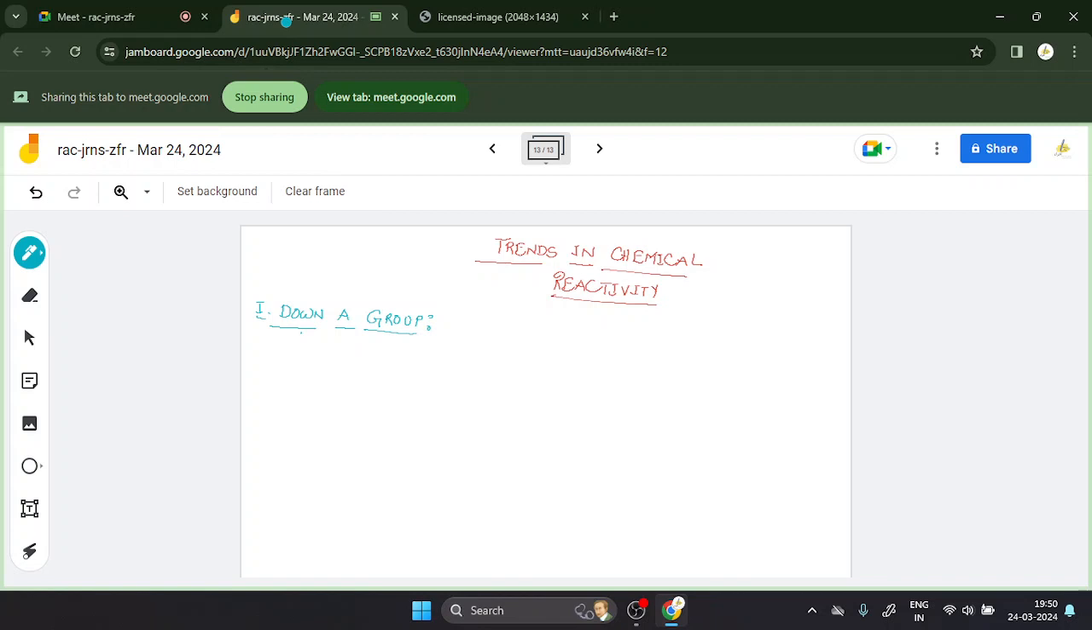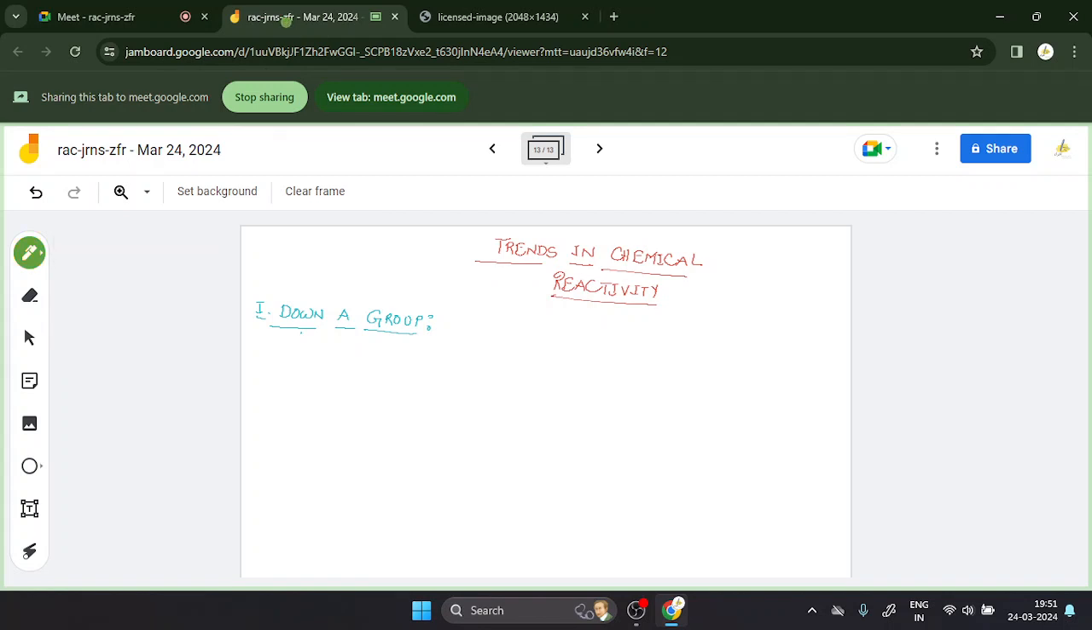Because the number of shells increases. Are you understanding my point? The number of shells is increasing, due to which electrons can easily be removed and metallic character increases, right? Metallic character increases when we go down the group. Therefore this means chemical reactivity of metals will increase, whereas chemical reactivity of non-metals will decrease. Understood? What am I trying to say?